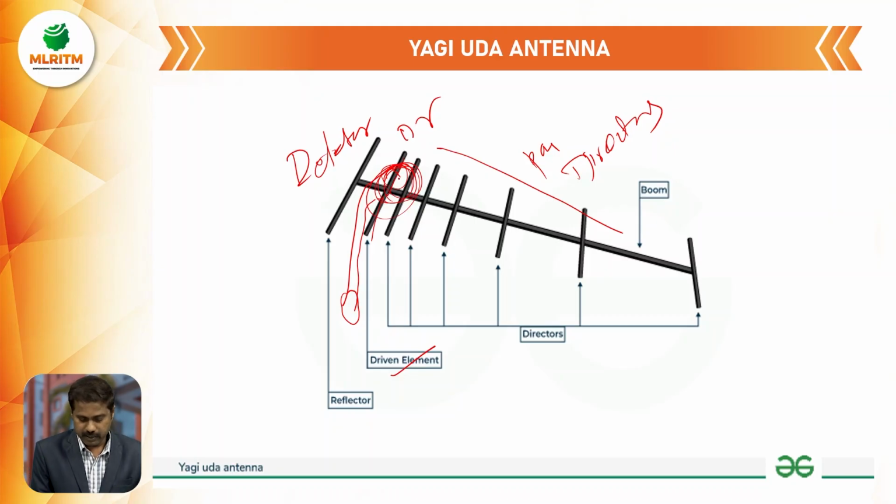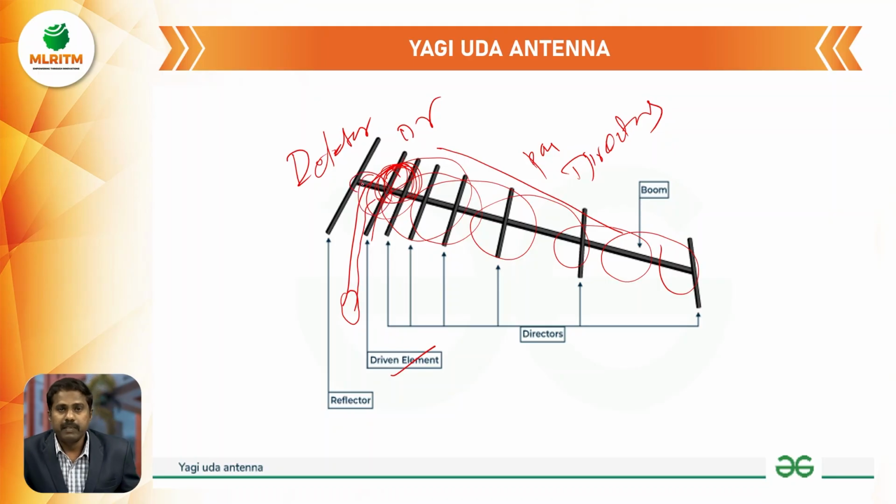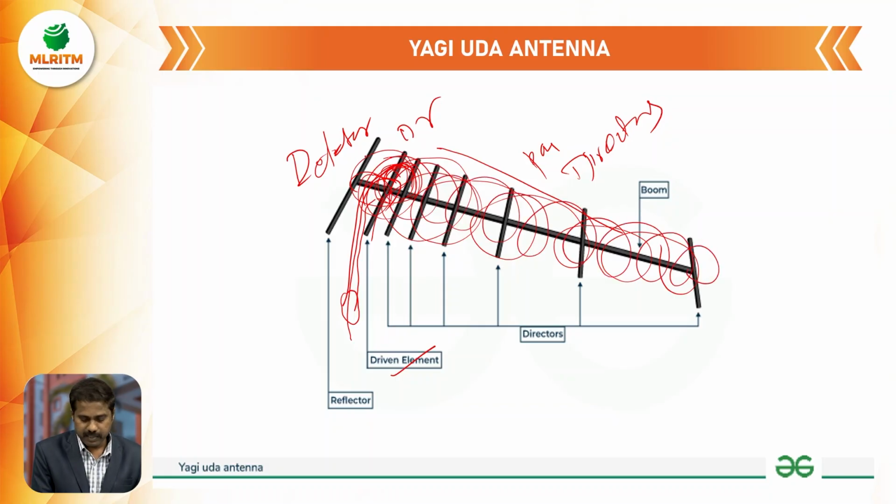Whatever radiation is generated by the driven element is incident on all these parasitic elements. Parasitic element means it does not have a feed, that means no source to it. Only the driven element has the source. So when we give the source through the transmission line to the driven element, this dipole starts radiation. This radiation will be incident on the parasitic elements, which do not have a supply.